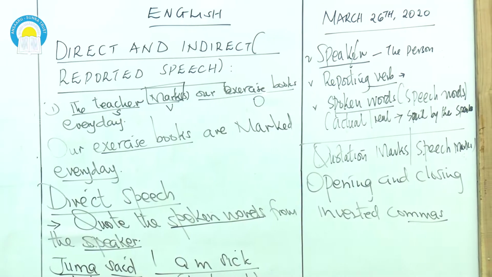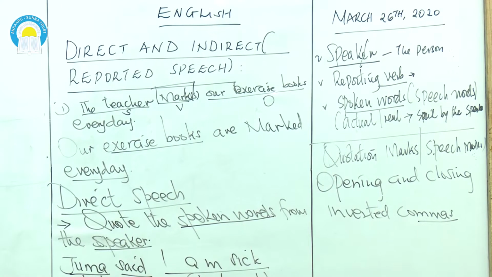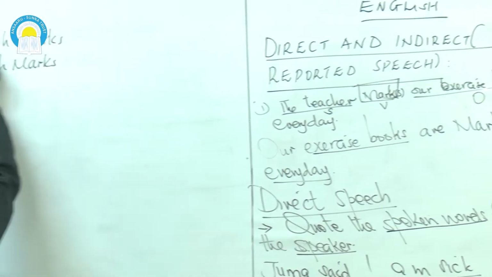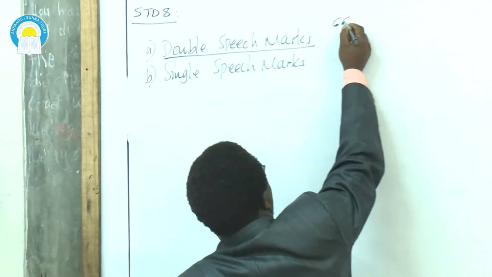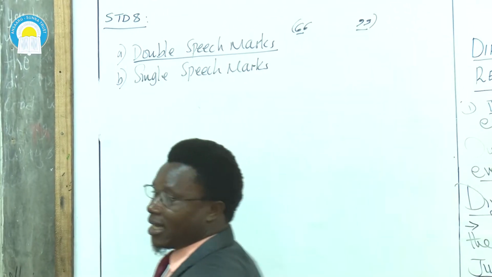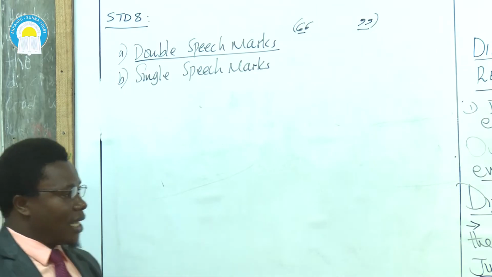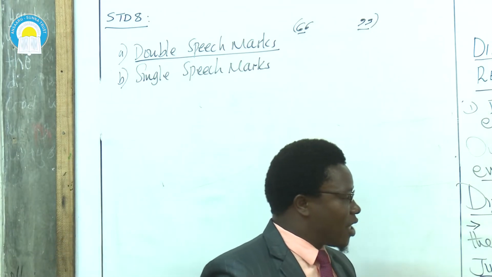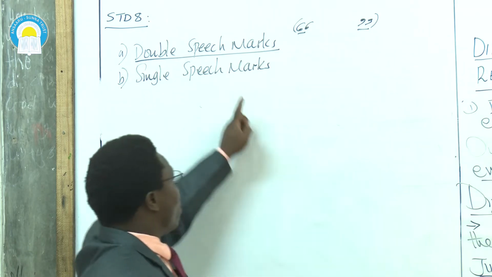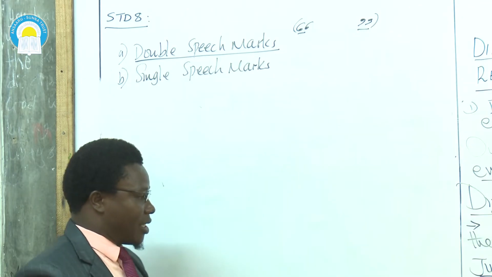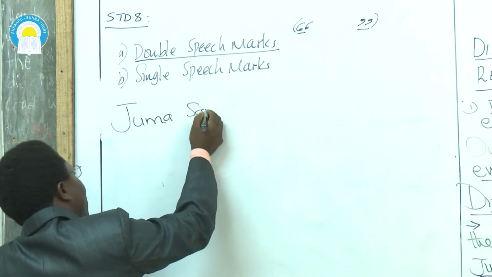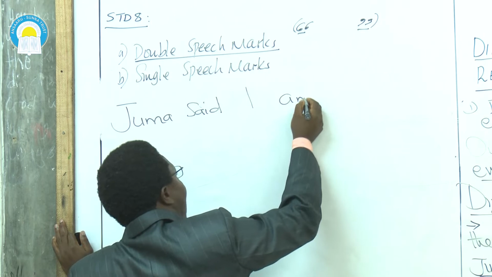Opening and closing inverted commas. Now, in quoting these spoken words of the speaker, we are entitled to use double speech marks, which appear like the 6s and the 9s. So, in direct speech, as I've said, we enclose the spoken words using the opening and closing inverted commas. Considering a sentence: Juma said, "I am sick."